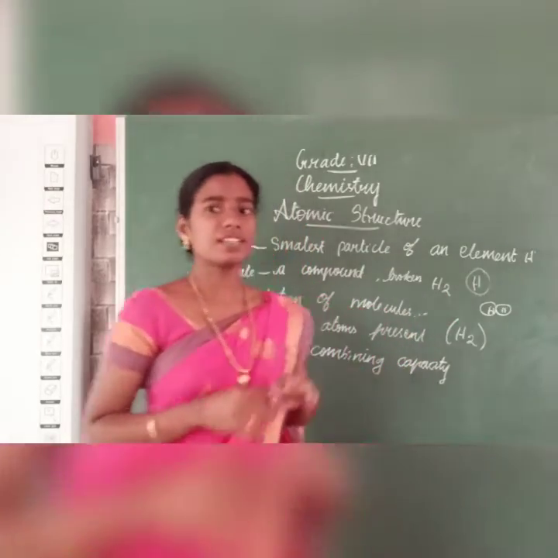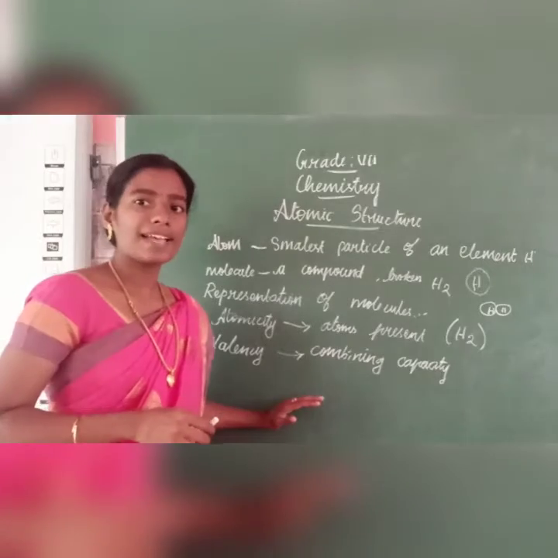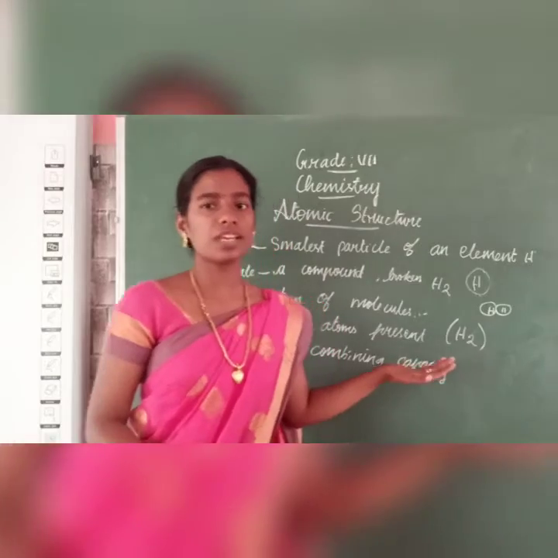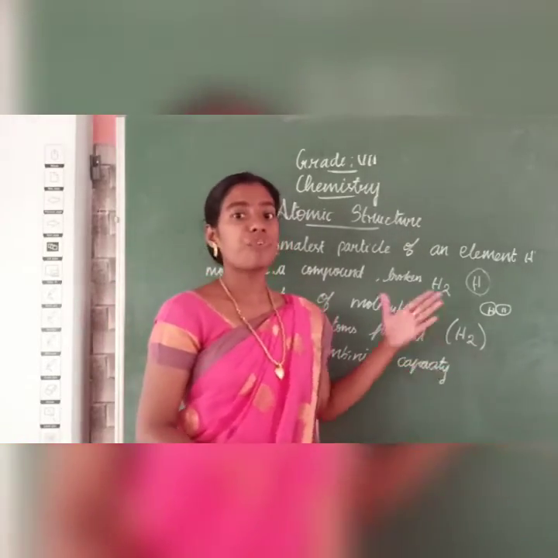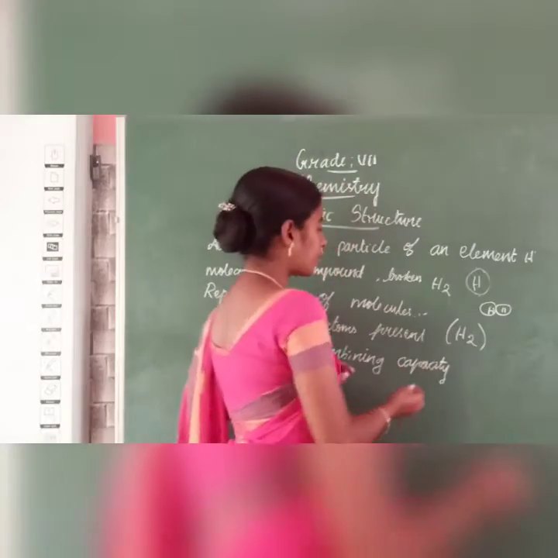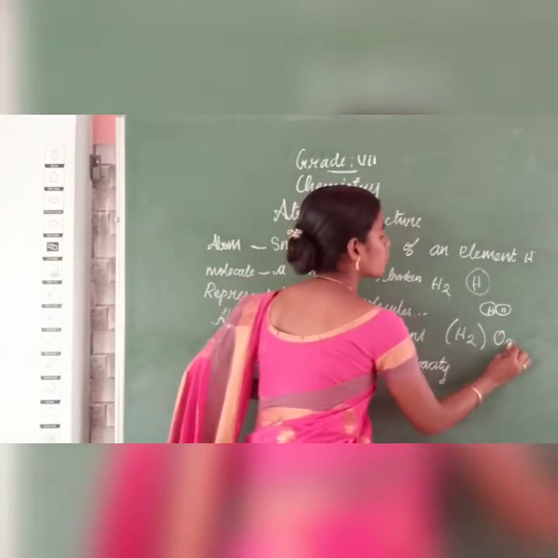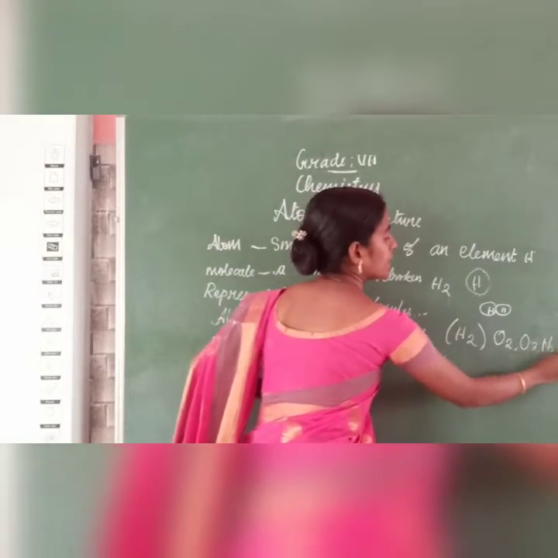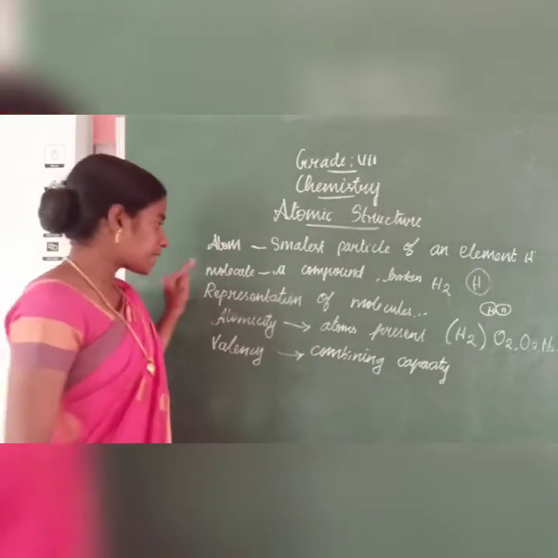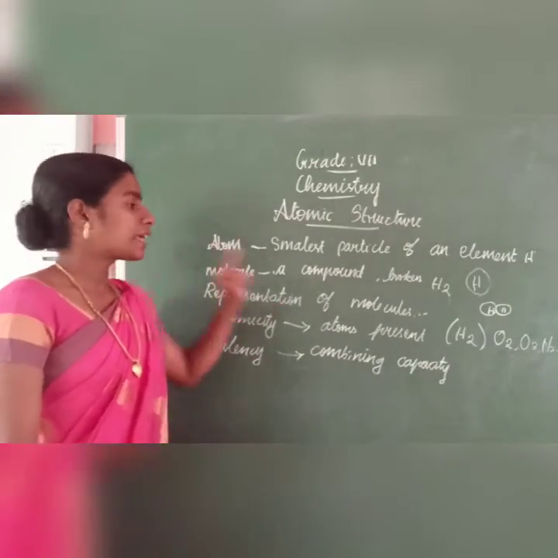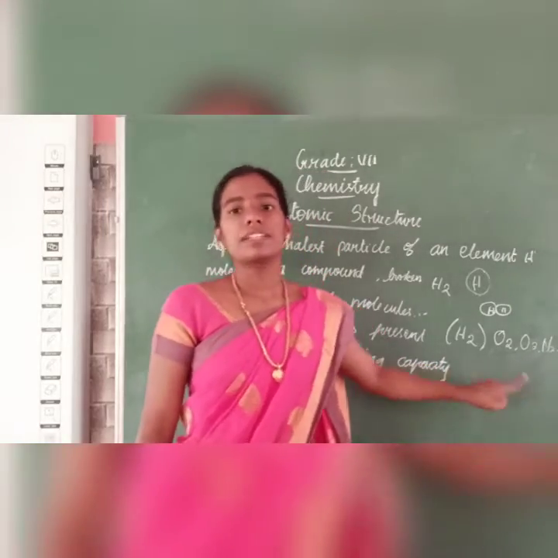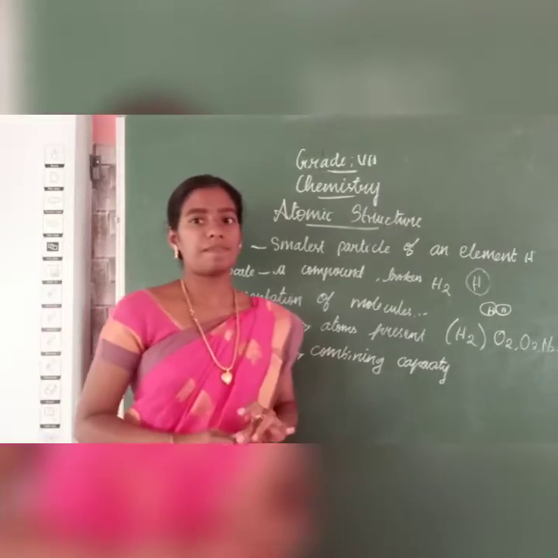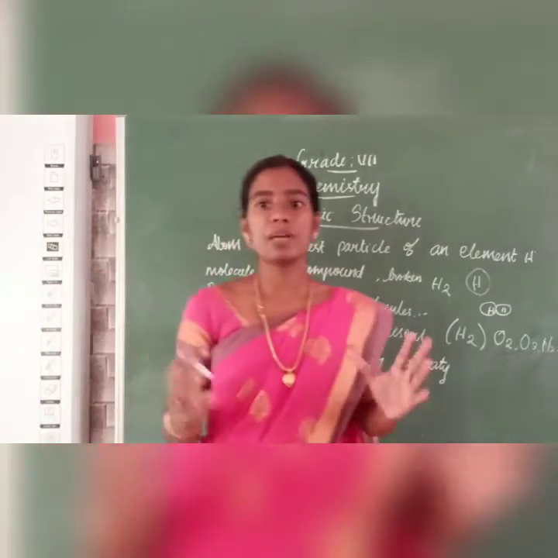Now, how do we represent these molecules? Molecules have more than 1 atom. We can represent these molecules using a chemical formula. That is, the chemical formula for hydrogen is H2, oxygen is O2, O3 is ozone, nitrogen is N2, etc. So, we represent these molecules by using chemical formulas. Then, another property of these chemical molecules is its atomicity, depending upon the atoms a molecule has.